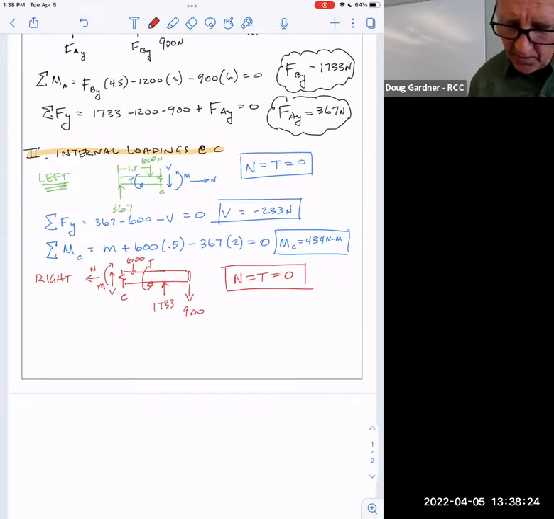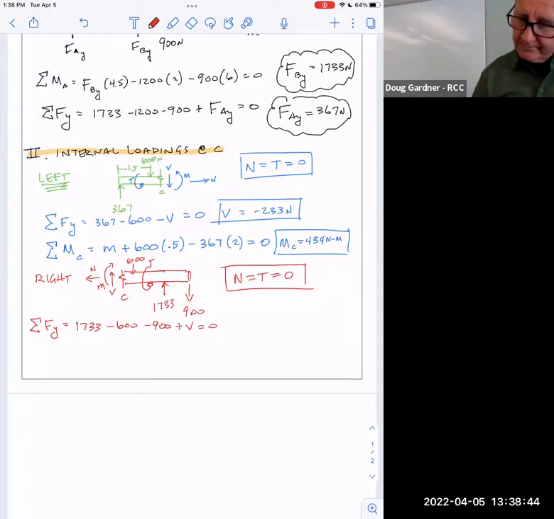Well, sum of the forces in Y. Let's see, what happens to shear then? Sum of the forces in Y. We've got 600 going down. We've got 1733 going up, 600 going down, 900 going down, and notice V is drawn up, so that'd be plus V.